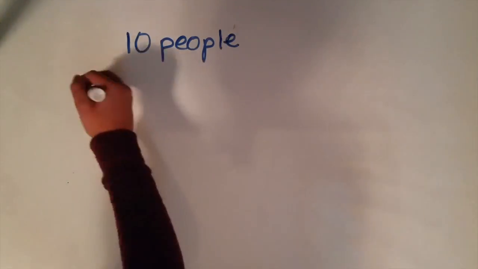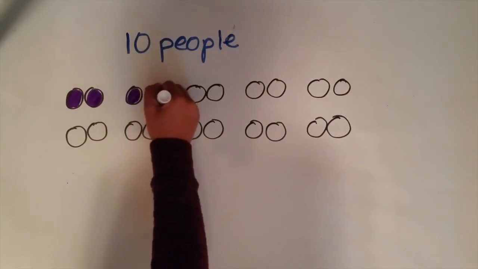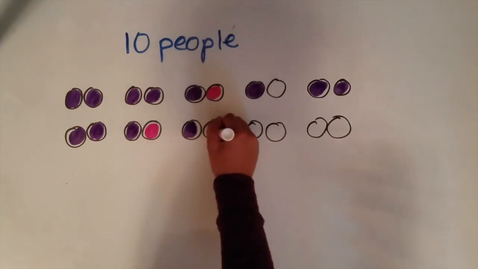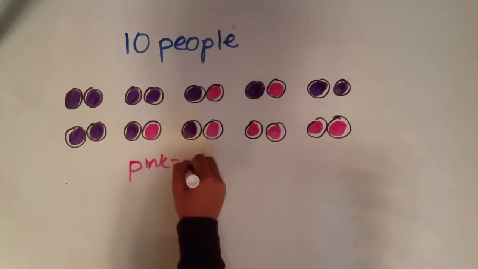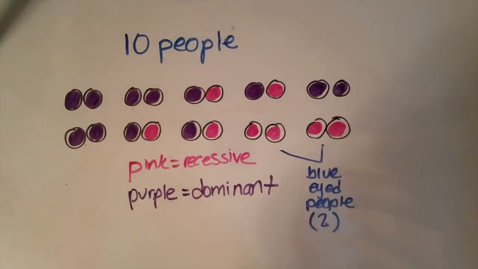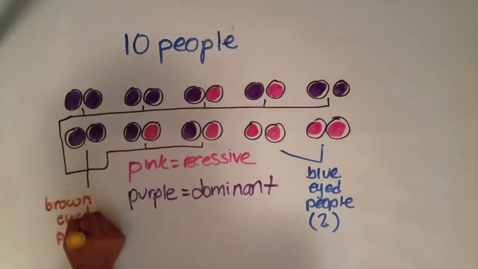This is a population with 10 people. Purple represents dominant genes and pink represents the recessive genes. Homozygous genes are when genes are either both dominant or recessive. Heterozygous is when one gene is dominant and the other is recessive. In this gene pool, 12 out of the 20 alleles are dominant and 8 out of the 20 are recessive. This means 60% is dominant and 40% is recessive.